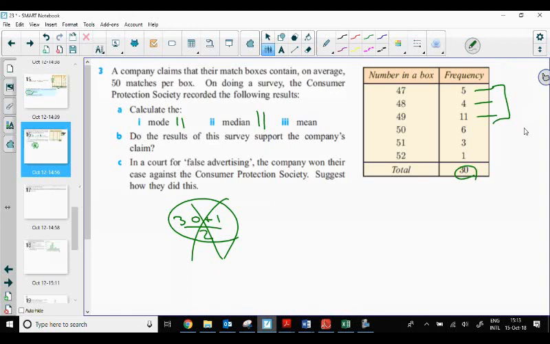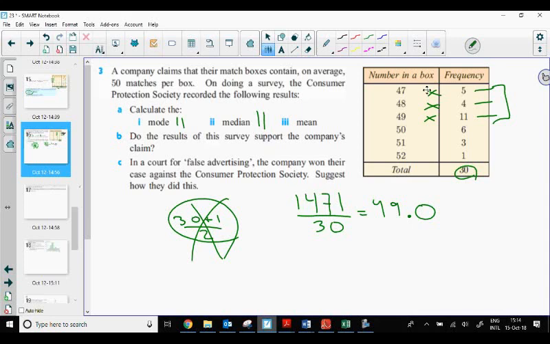We're going to have to calculate 47 times 5, 48 times 4, 49 times 11, and so on. Add up those 6 numbers together and then divide it all by 30. What we're going to get is 1,471 divided by 30. When we do that calculation, we're going to get 49.0 to 3 sig figs. So the mean we could say is 49.0.